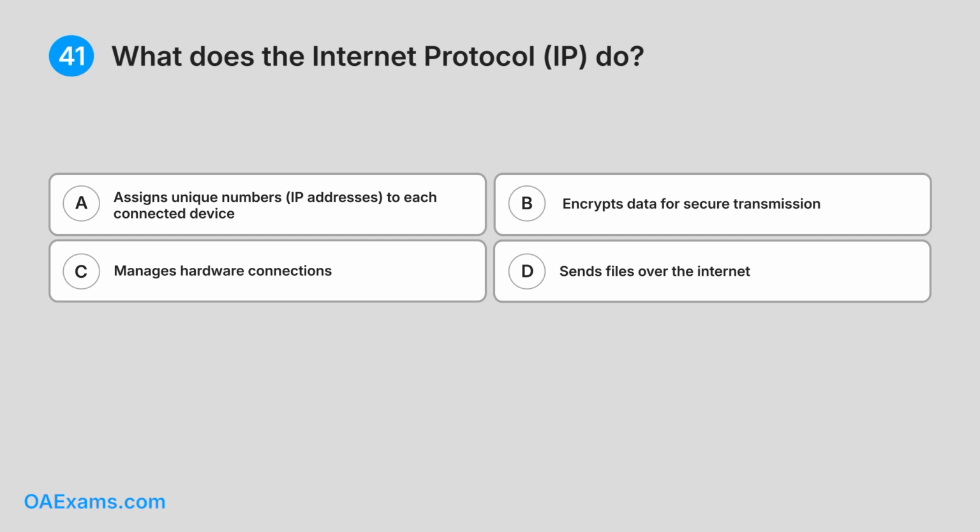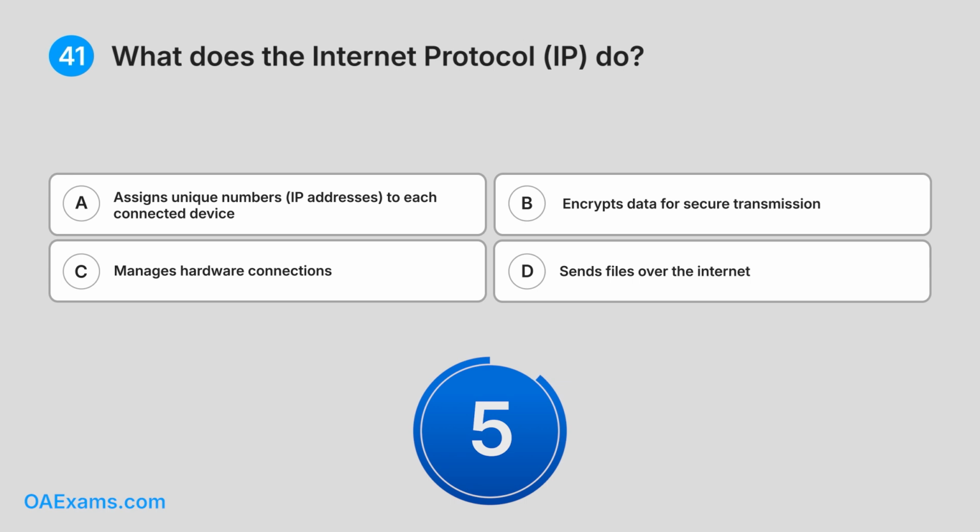41. What does the Internet Protocol, IP, do? A. Assigns unique numbers, IP addresses, to each connected device. B. Encrypts data for secure transmission. C. Manages hardware connections. D. Sends files over the Internet. Do you know the answer?